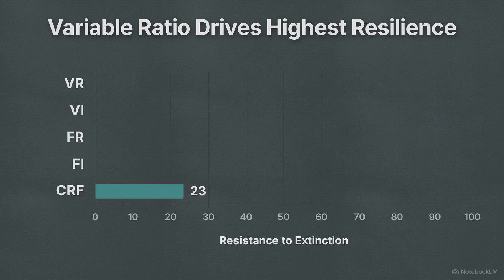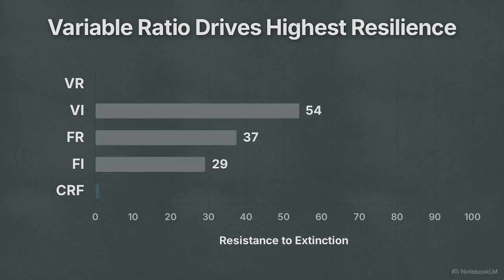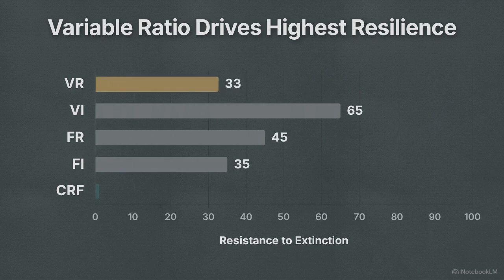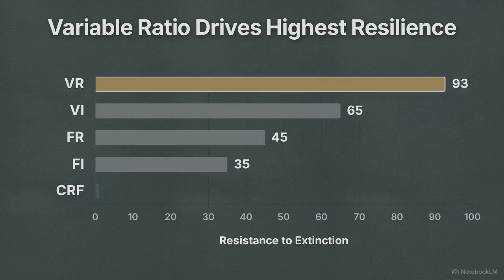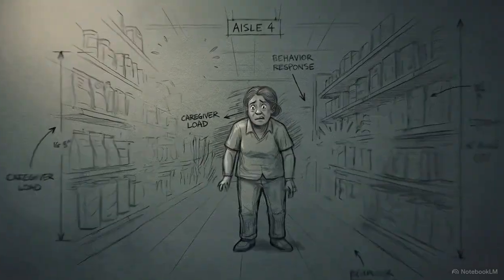At the bottom is continuous reinforcement, or CRF, where every correct response is reinforced. While useful for teaching new skills, behavior collapses quickly during extinction because the change in contingencies is immediately detectable. Behavior maintained by a variable ratio schedule is the most resistant to extinction. Because the organism is accustomed to unpredictable gaps between rewards, it continues responding long after the reinforcer is withdrawn.